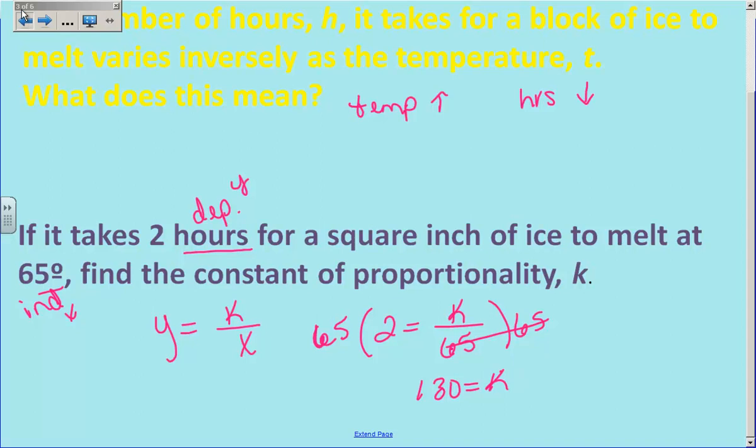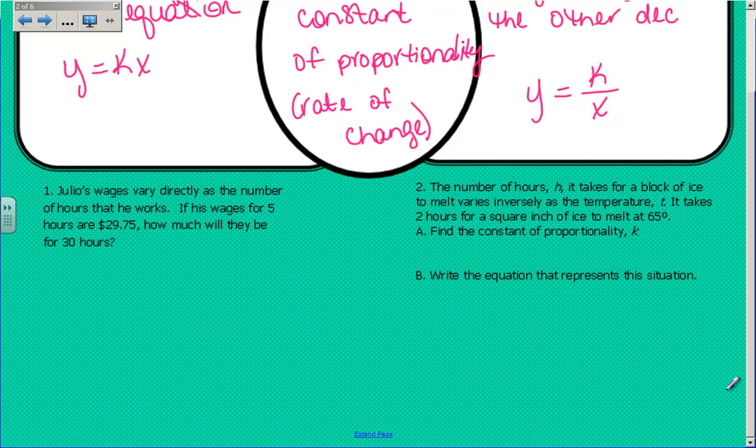So let's go back and answer a few more questions. So number 1, Julio's wages vary directly as the number of hours that he works. If his wages for 5 hours are $29.75, how much will they be for 30 hours? Well, we're going to go to this equation that we know, y equals kx. And so we've got to talk about independent and dependent, where they're telling us that his wages vary directly with the number of hours that he works. Well, how much he makes depends on how long he works. So the hours is independent, or x, and his wages is dependent, or y.